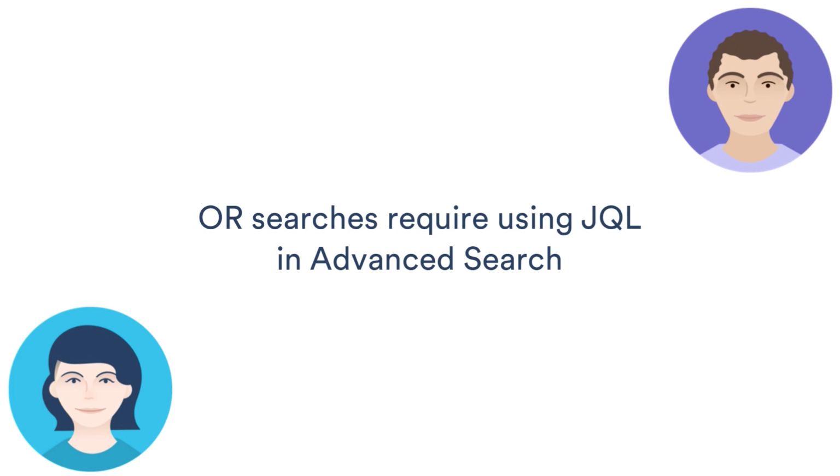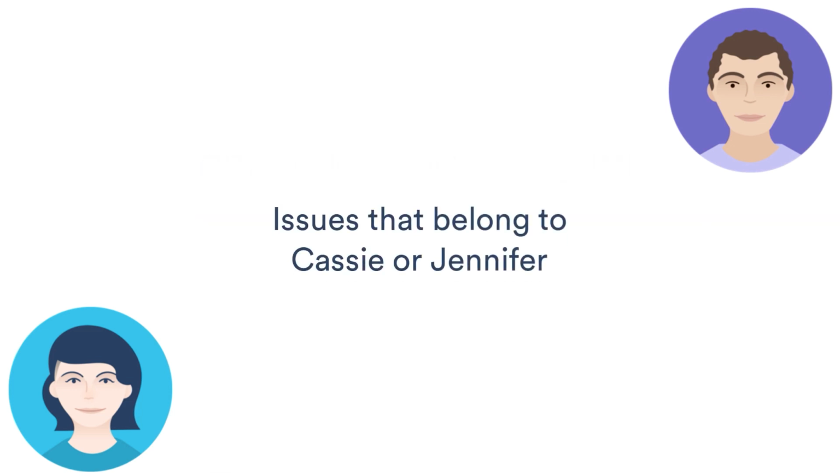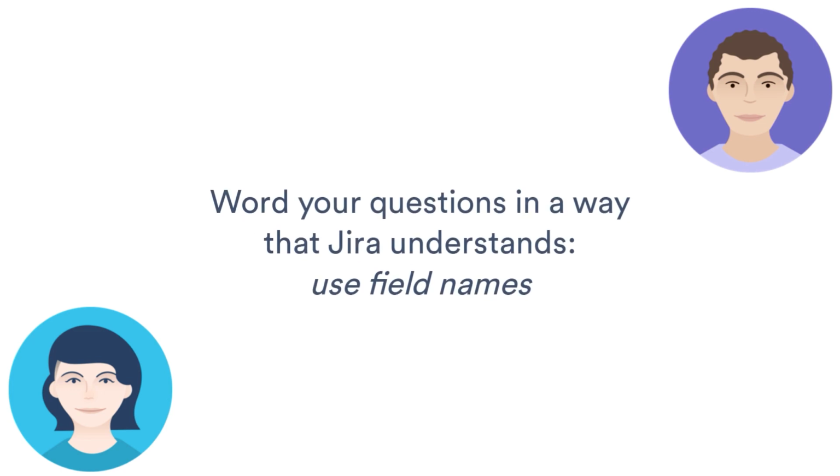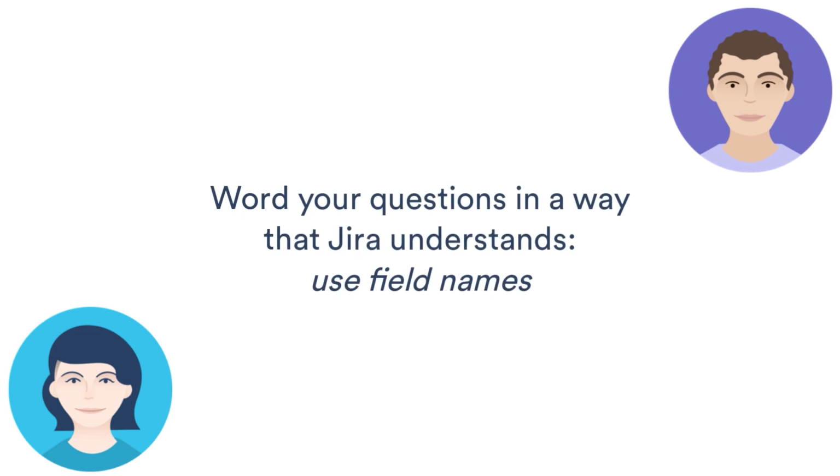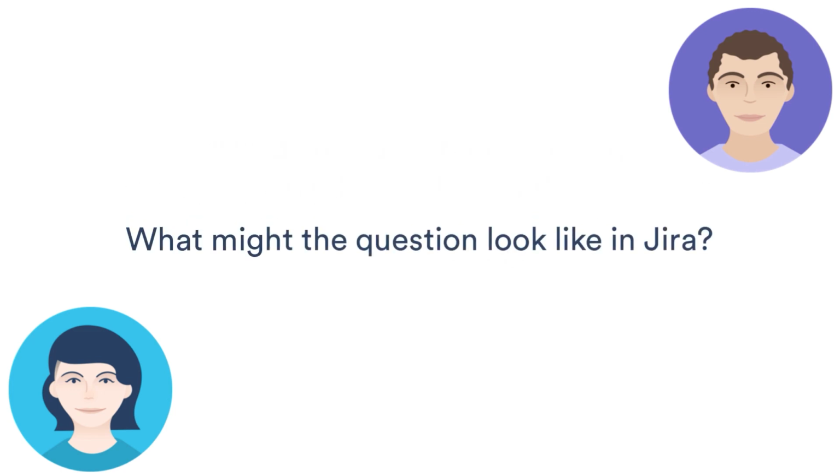But before we do that, let's stay in the habit of framing up your questions clearly, in a way that Jira understands. I want to see issues that belong to either Cassie or Jennifer. That's good, but try to get in the habit of wording your questions using Jira field names. What might your question look like in Jira?